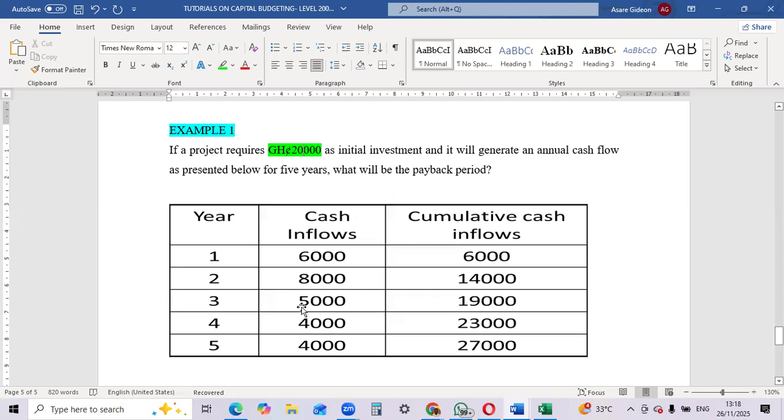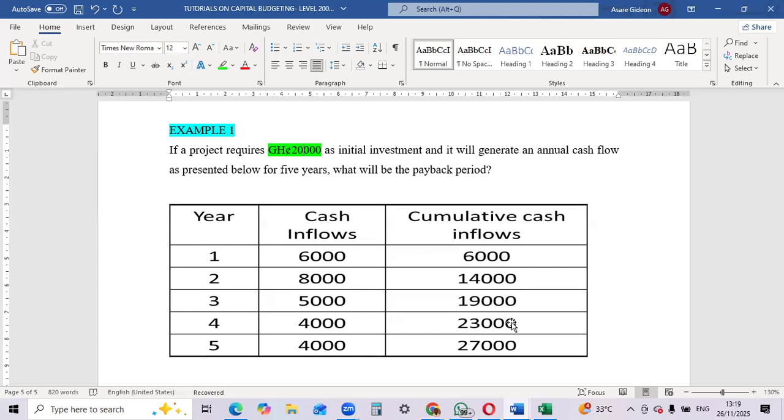Now, the third year is giving us 5,000, which when we add to the 14 is going to be 19,000. 19,000 is not up to 20,000. So it means that even though we are getting 19,000 at the third year, it is not the period. But you realize that the next item is 4,000. So when we add 4,000 to 19, we are going to get 23,000. So it means that the payback period is going to be between what? The third year and then the fourth year. Please, are you together? The payback period is going to be between the third year and then the fourth year.